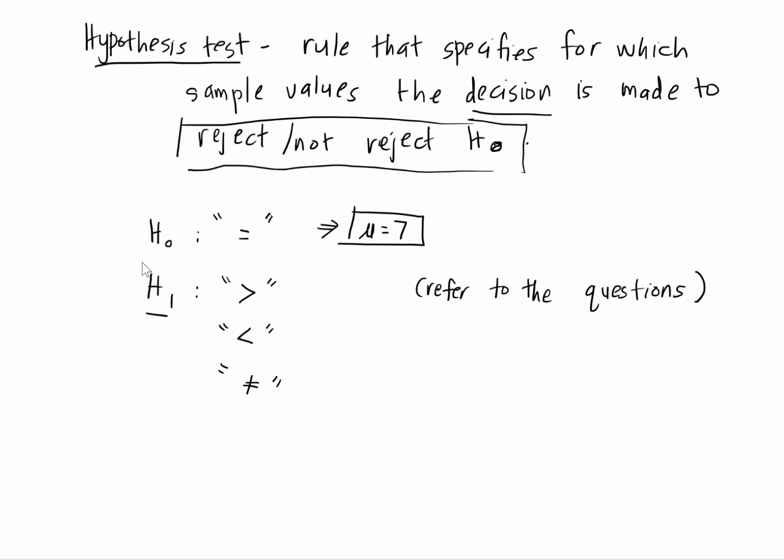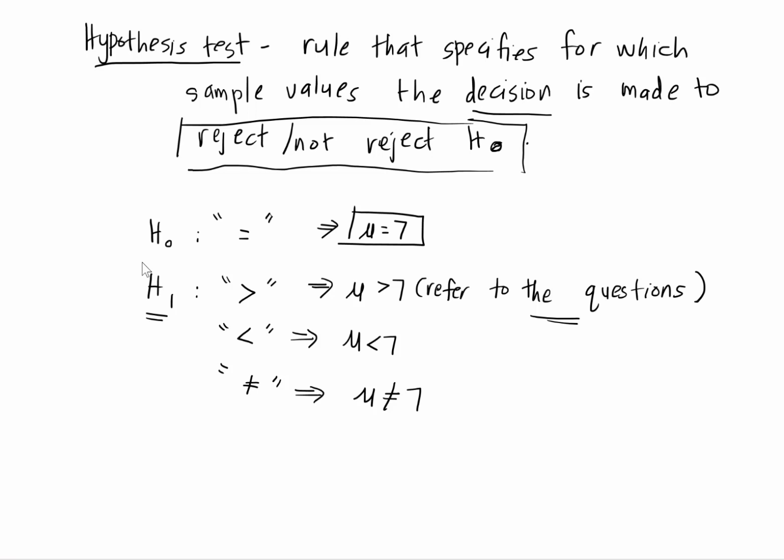But for the H1, it must refer to the question. Let's say the question says that the mean is greater than 7. That means your mu is greater than 7. Or it can be your mean less than 7. Or it can be your mean not equal to 7. This H1 must be referred to the question. It depends on the question.